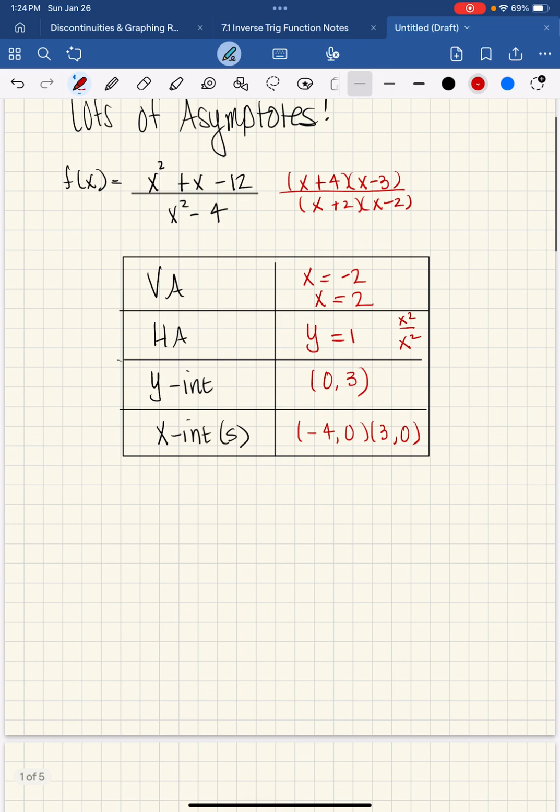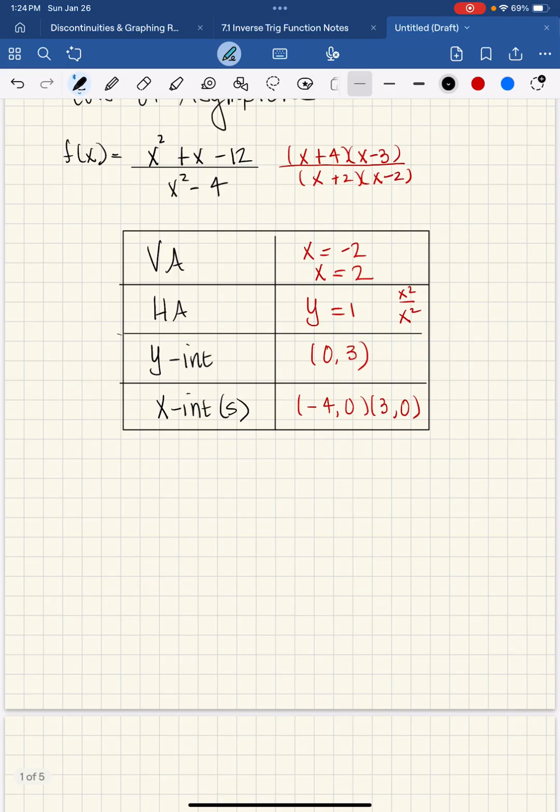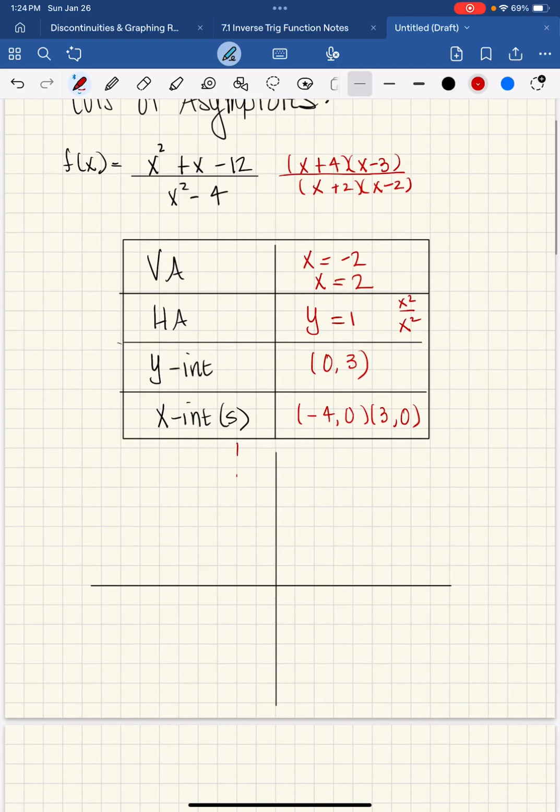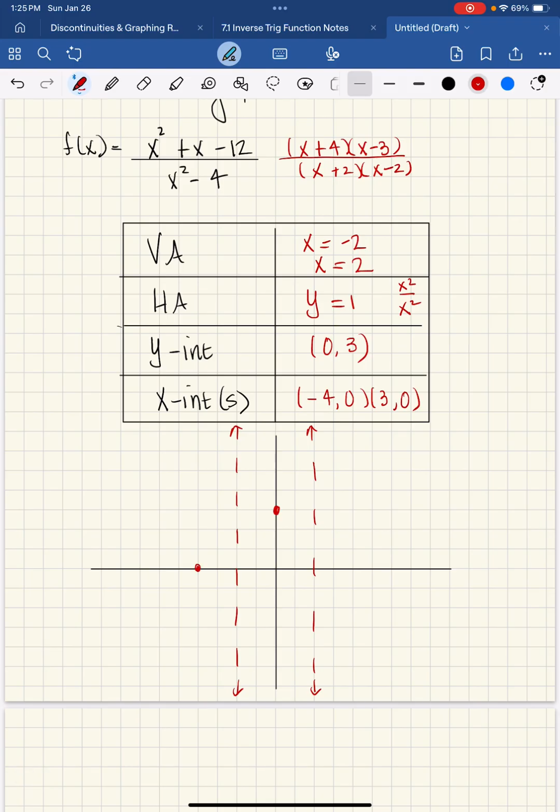Okay, well, we haven't graphed anything yet that has a double vertical asymptote and all these multiple x-intercepts. I encourage you, as you're going through the video, to pause and try and draw it all on your own, and then come back and see how you did. So I've got an asymptote at x equals -2. I have an asymptote at x equals +2. And I'm going to have a y-intercept at 0, 3. And then -4, 0, and 3, 0.